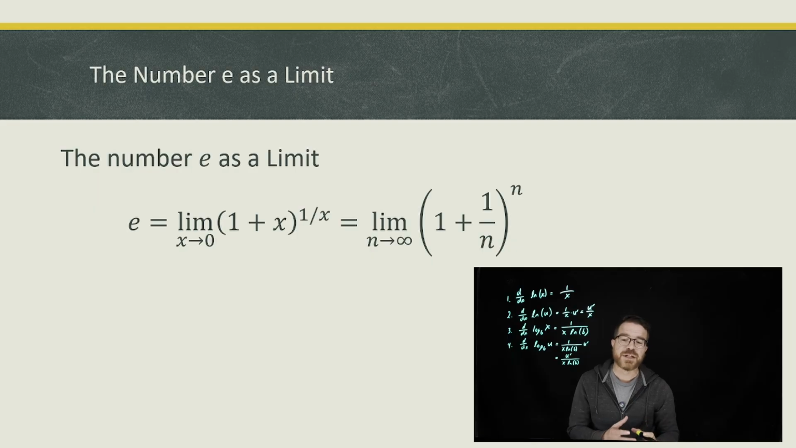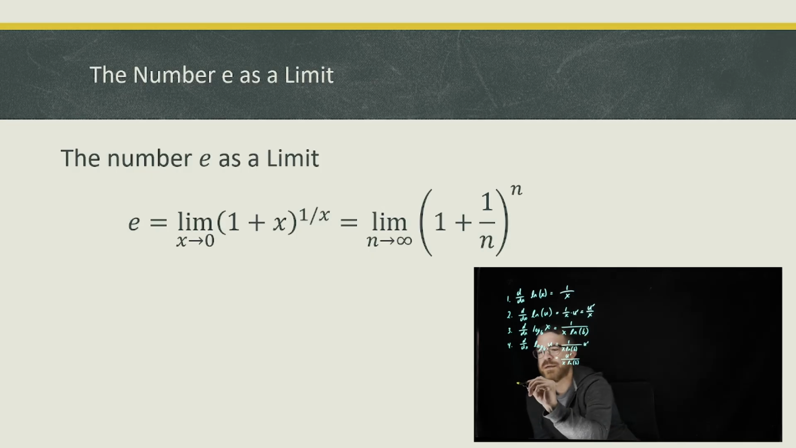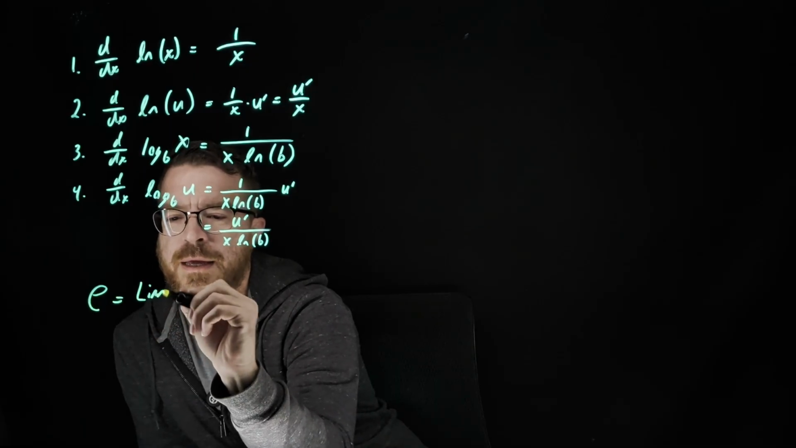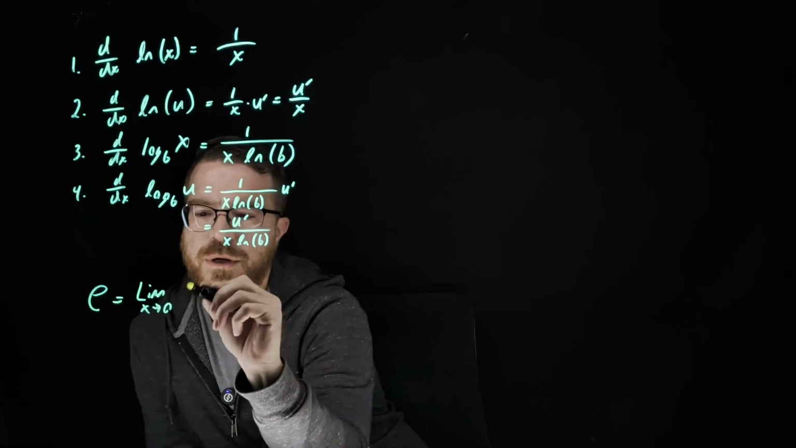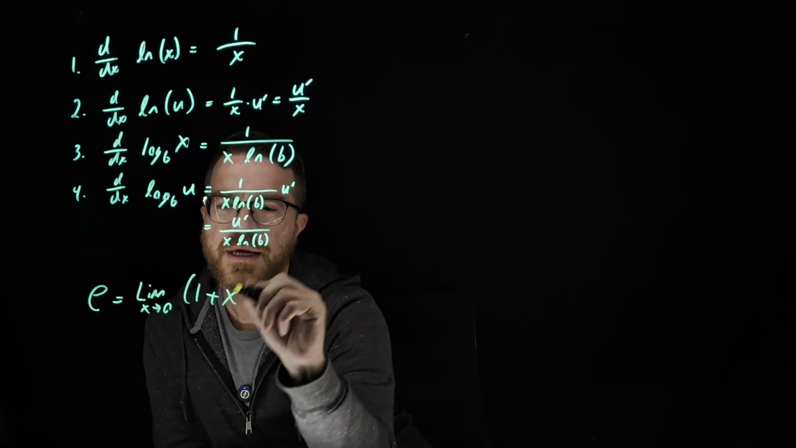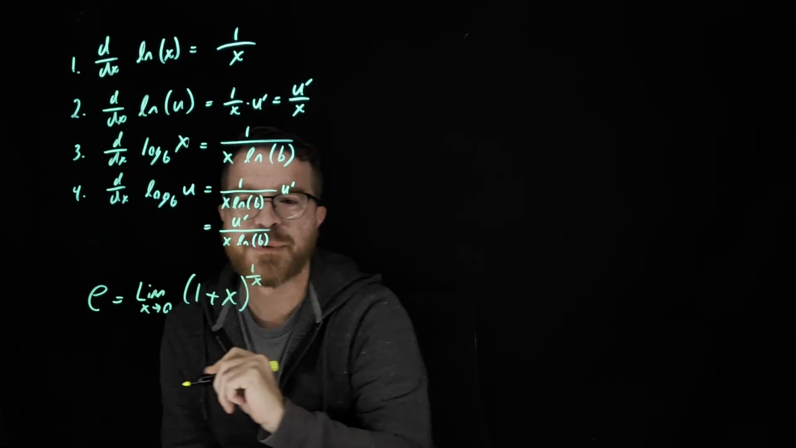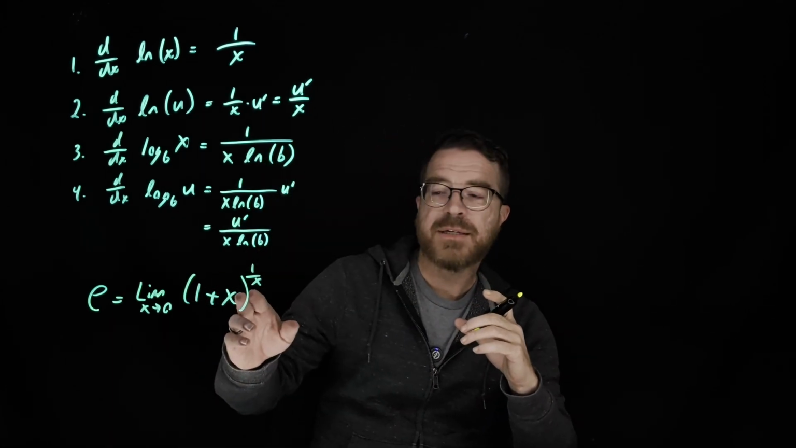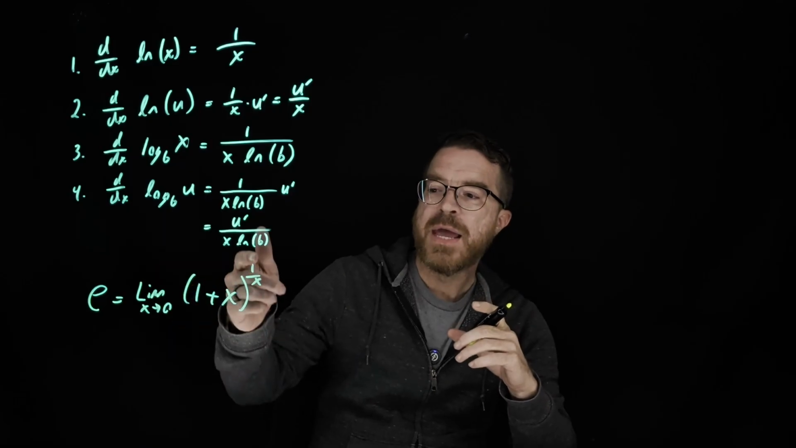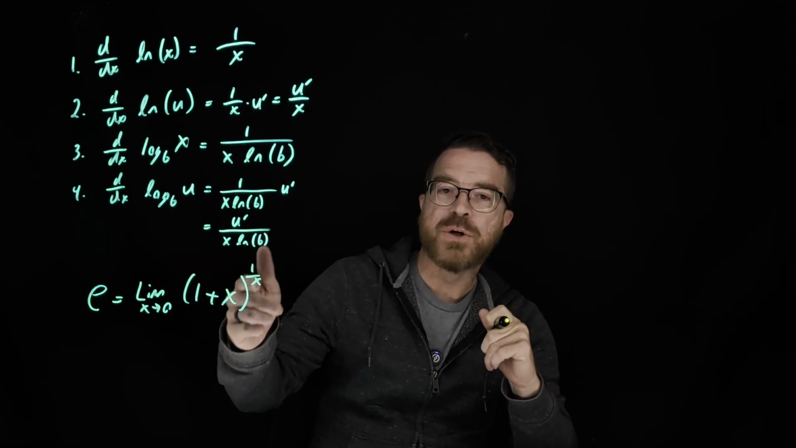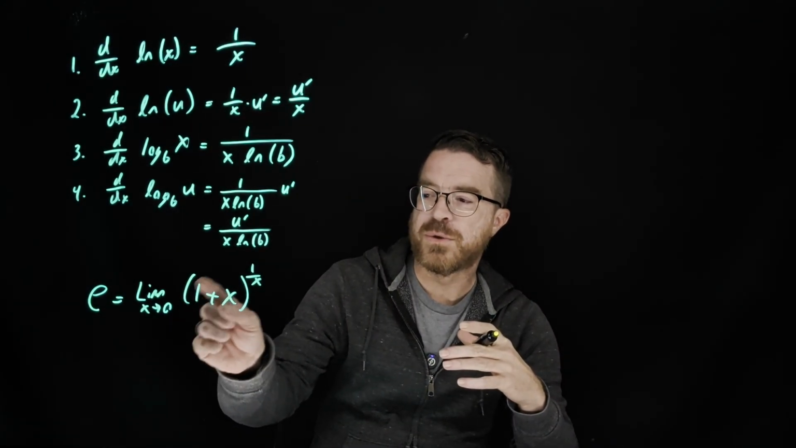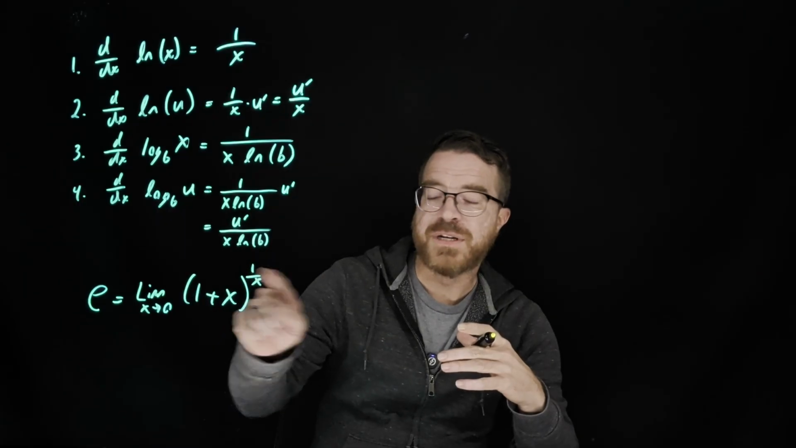Another useful thing to understand is the number e as a limit. Our number e, which is Euler's number, can be written as the limit as x goes to 0 of (1 plus x) to the 1 over x power. As x goes to 0, the x term approaches 0, while the power goes to 1 over 0, which means it's approaching infinity.